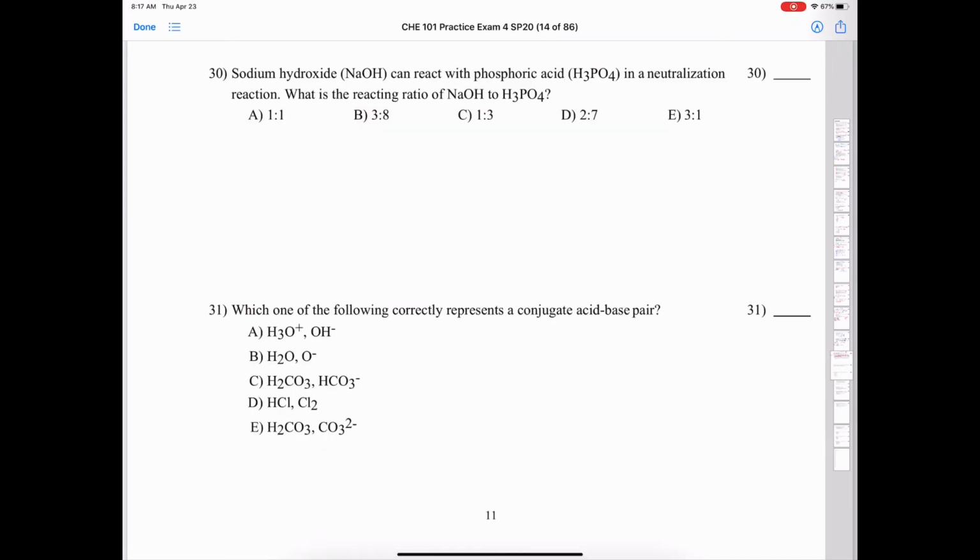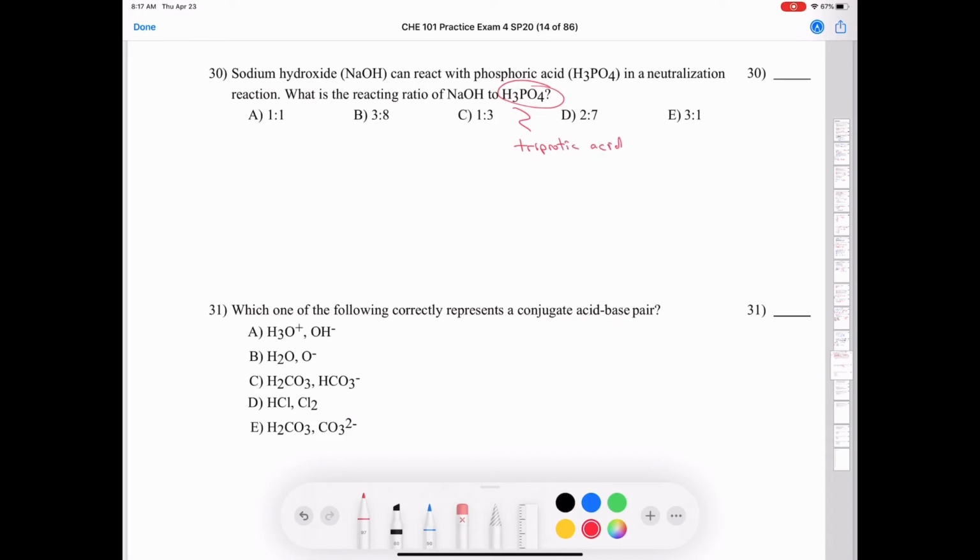Number 30. Sodium hydroxide can react with phosphoric acid in a neutralization reaction. What is the reacting ratio of sodium hydroxide to phosphoric acid? Well, phosphoric acid, H3PO4, is a triprotic acid. Phosphoric acid isn't a strong acid, but it's got 3 protons, right? H, and then you see the subscript 3. That means it's got 3 protons to donate.